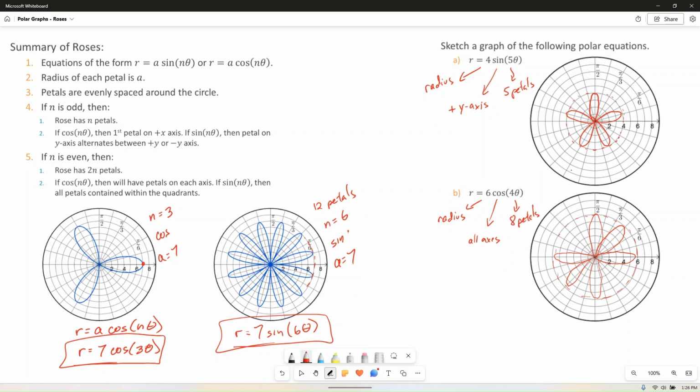Okay. That was not a very good loop there. But that's sort of what our graph should look like. Again, it doesn't have to be perfection. This is just a sketch, so just a rough drawing. But ideally, we'd like to see a radius of 6 for each petal, 4 of them on the axes, and then the others evenly spaced.